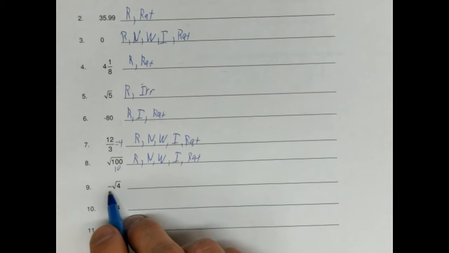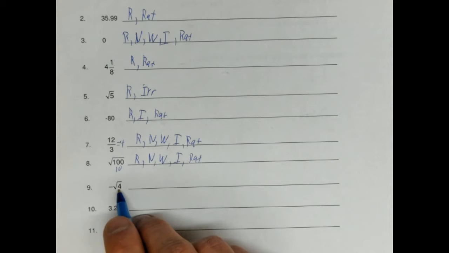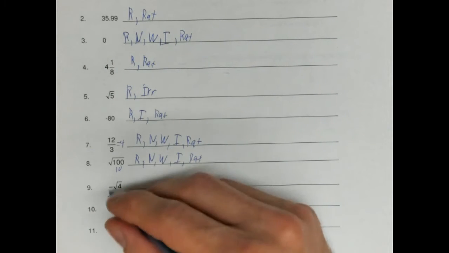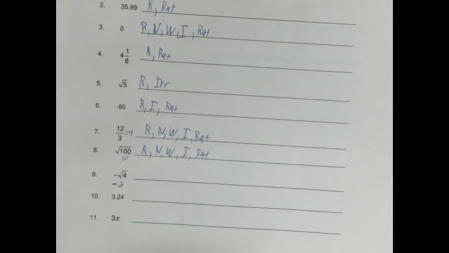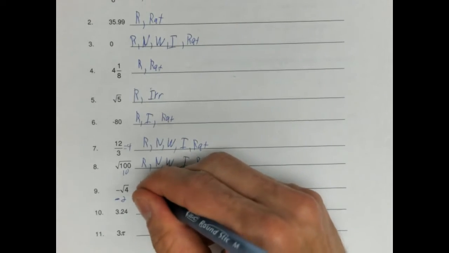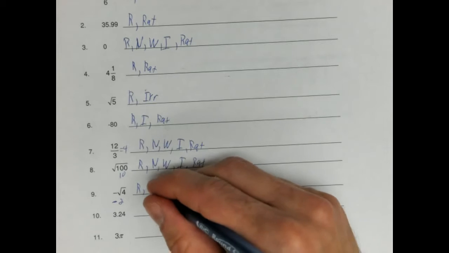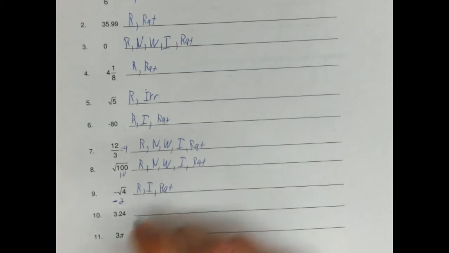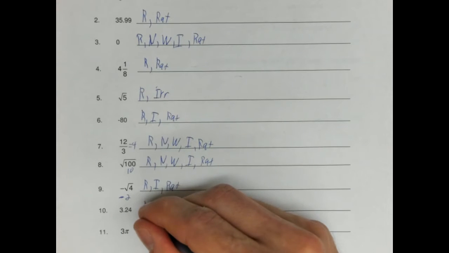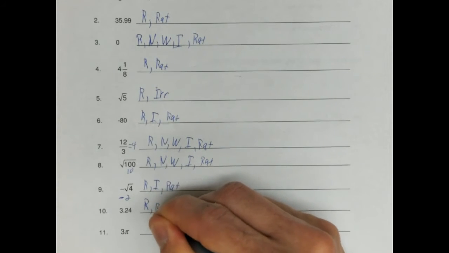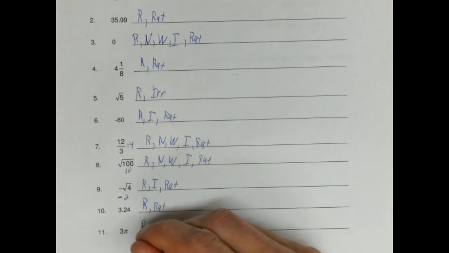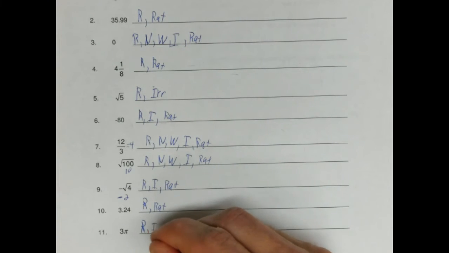Okay. Negative, and the root of 4. So square root of 4 is 2, so it's actually negative 2, that's what that is. So negative 2 is, you want to simplify those before you do anything, right? So that's going to be real, it's going to be an integer, and it's going to be rational. 3 and 24 hundredths, that's real and rational. And 3 times pi, that's actually real and irrational, because that cannot be written as a fraction.